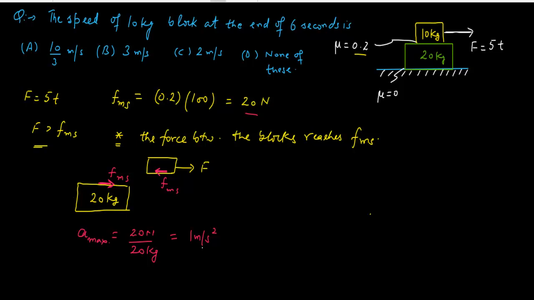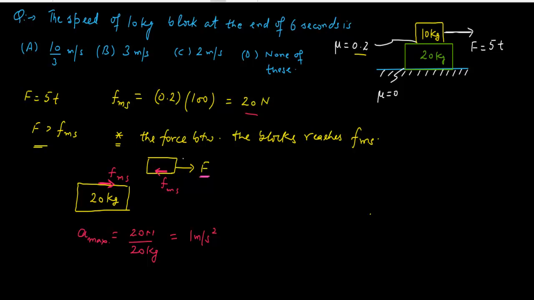Now as we have calculated that the maximum acceleration achieved by this 20 kilogram block is 1 meter per second square, it means that up to the situation of achieving this maximum acceleration, both the 10 kilogram and the 20 kilogram blocks are supposed to be moving together, because this is the force of maximum static friction that has just arisen because of the applied force. So for this situation we try to figure out the value of F that produces 1 meter per second square as the common acceleration of both these blocks.